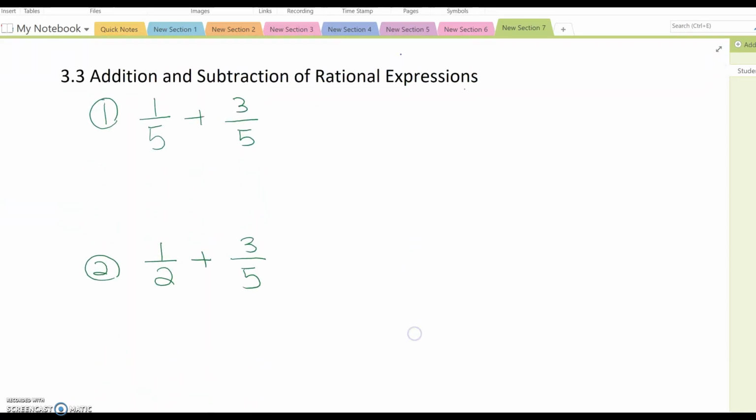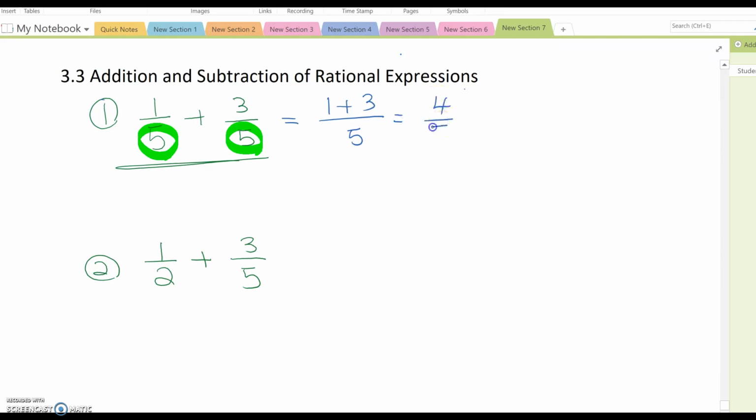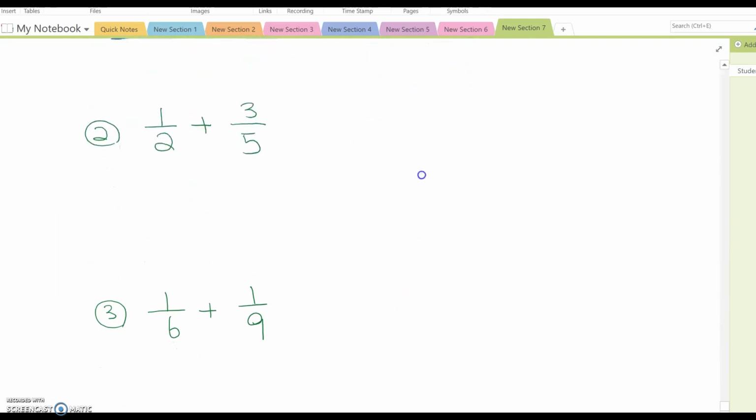Okay, so look at number 1 first. How can we solve this problem? Yes, in this case, because we already have the same denominator, we only combine the numerator and keep the same denominator, so it becomes 1 plus 3 over 5, so the answer becomes 4 over 5. It means as long as two fractions have a common denominator, we only combine the numerator and keep the same denominator.